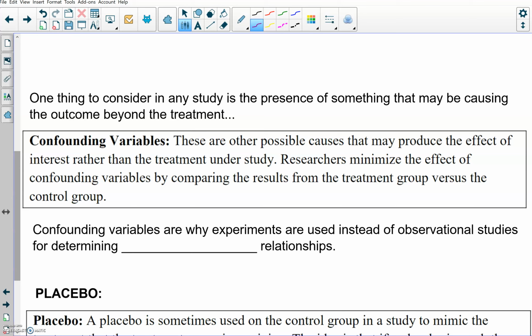So confounding variables are why experiments are used instead of observational studies for determining cause and effect relationships. And it's because of that control that can happen, where you can make sure that all these confounding variables, these things that might affect your outcome otherwise, are controlled and the same for each group that you're applying either your treatment to or your control to.